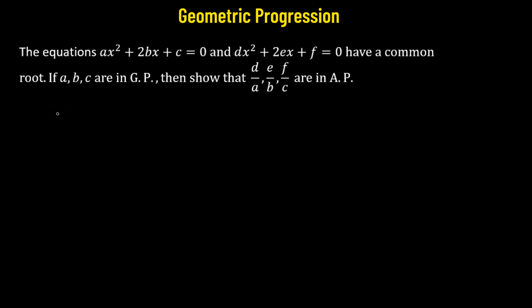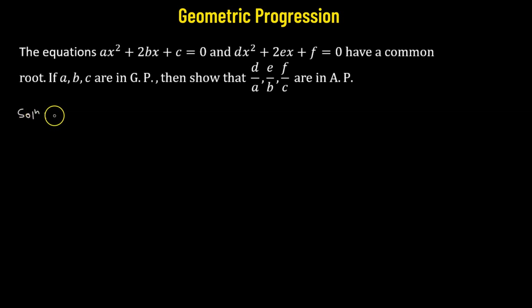In this problem, we are provided with two quadratic equations, and the two equations have a common root. Also, it's given here that a, b, and c, these three numbers are in a geometric progression. And we need to show that d over a, e over b, and f over c, these three numbers are in arithmetic progression. So let's begin.